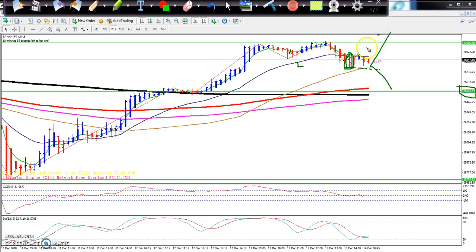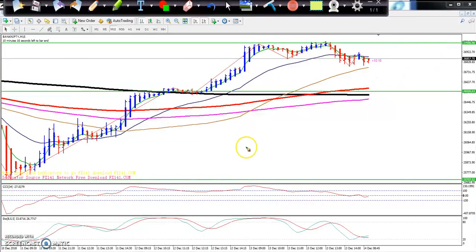So if you buy here in this area, your target will be near 27,000. That is your target, and I think the market will run in this range for a few days. If today they are not able to break the previous high, I think the market will again come down to a lower point, near the 150 moving average or 100 moving average. This is for today.